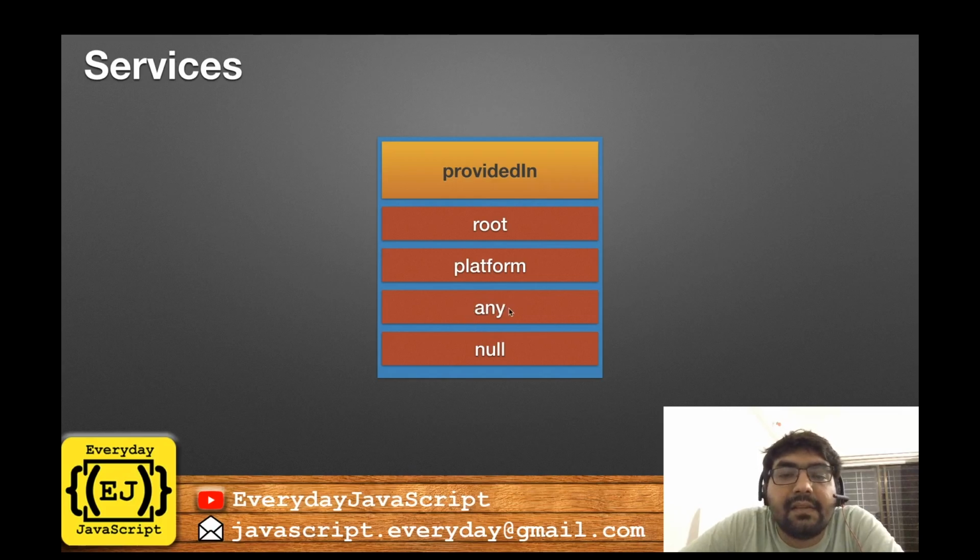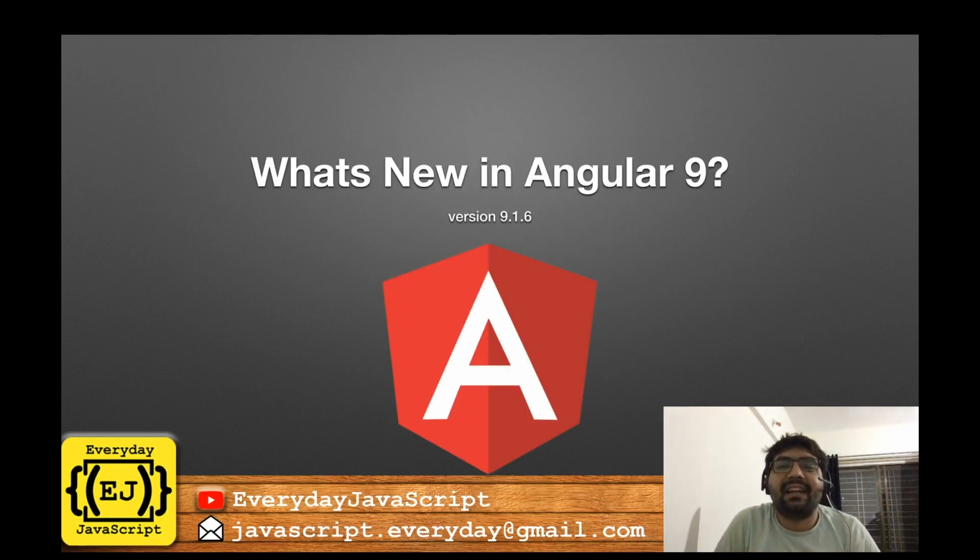And any will create a new instance for all of the services that you are injecting, wherever the service is getting injected. Null behaves similar to any. So by default, it is any. So all these are the options for providedIn service. So that's it for Angular 9 new features.